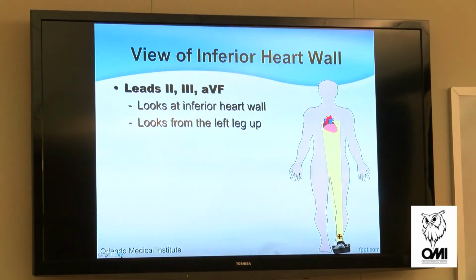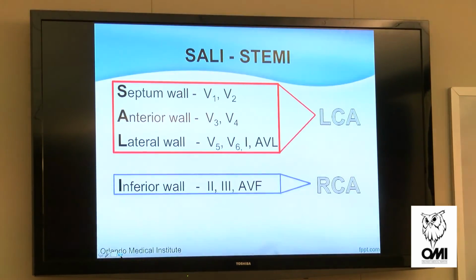All right, inferior wall looks from the bottom up. Okay, as you can see the camera, let's look at the bottom of the heart. That's 2, 3, AVF for the inferior wall. Septal, anterior, lateral, inferior wall, as I mentioned. As we know, septal, anterior, lateral deals with the left coronary artery, as the inferior wall is the right coronary artery.